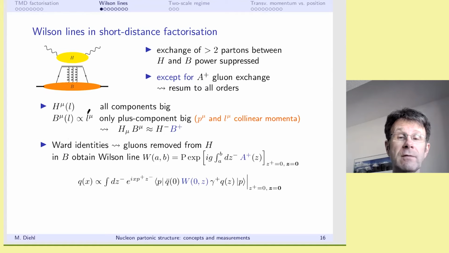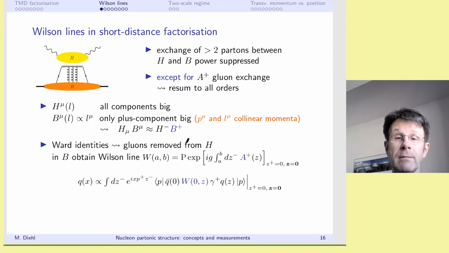Now, if you use this proportionality here, then that means when you contract the hard factor with a collinear factor, contracting the momentum of the gluon with this factor allows you to use a Ward identity. And that relates L dotted into H with essentially H, but with a gluon taken away, which is the hard scattering factor that we had for a single quark and anti-quark attachment.